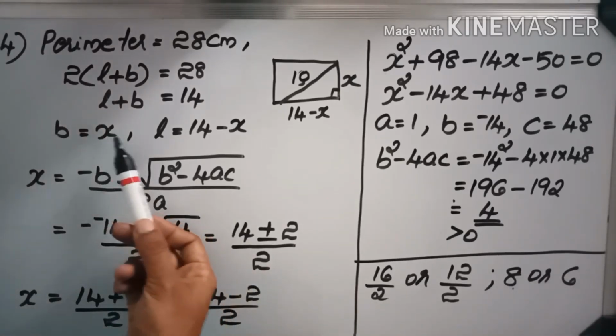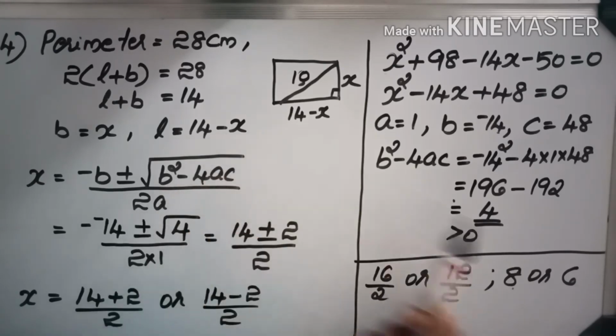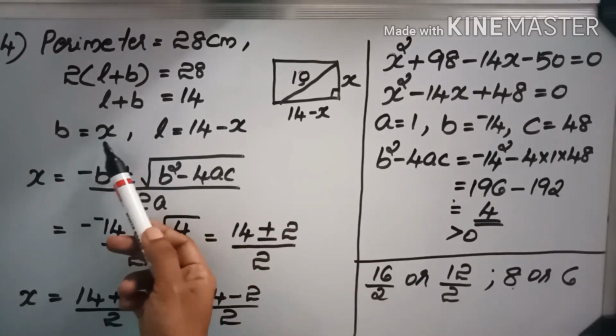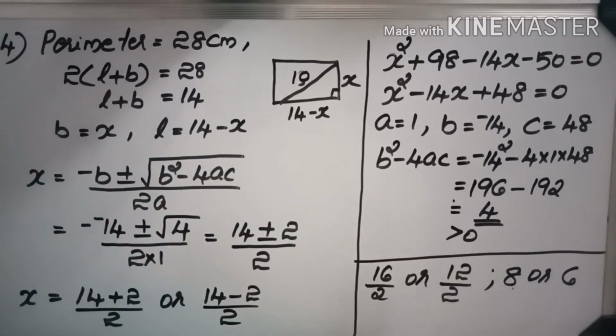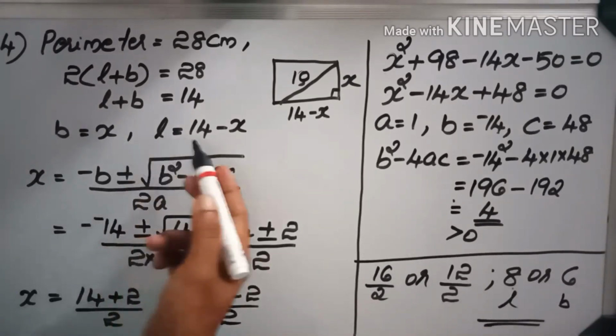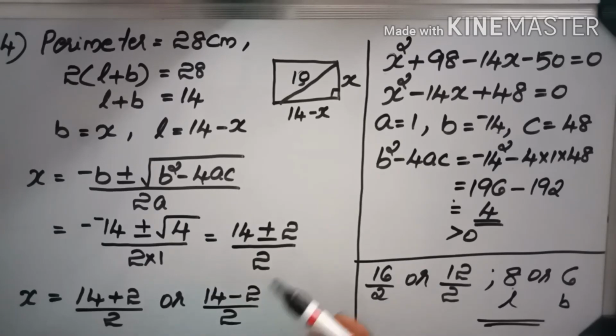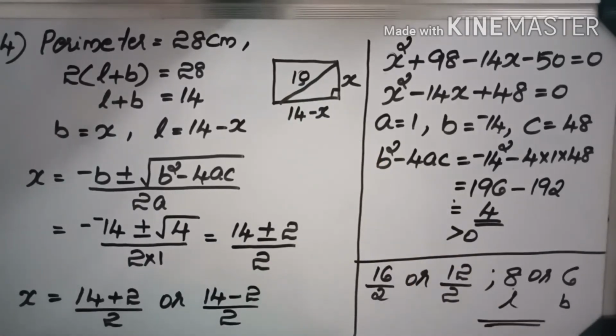Now if x is 8, what will the length be? 14 minus 8 you have to do. Then the answer will be 6. Now if we consider 6 as x, then 14 minus 6, the answer is 8. Directly you can write this 8 or 6 as length and breadth. If this is the breadth, we can consider this as the length. This will satisfy this equation. So for this, 6 is the breadth, 8 is the length, and 10 is the diagonal.